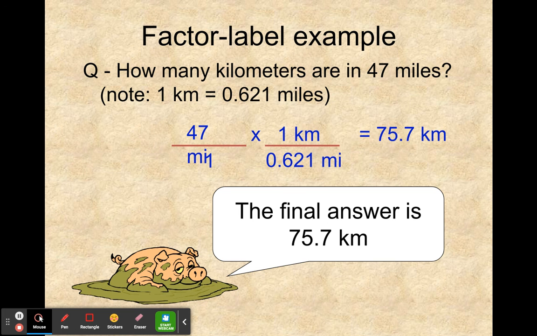Most of you don't have calculators in front of you, but if you calculated that, you have to divide 47 by 0.621 to get 75.7 kilometers.